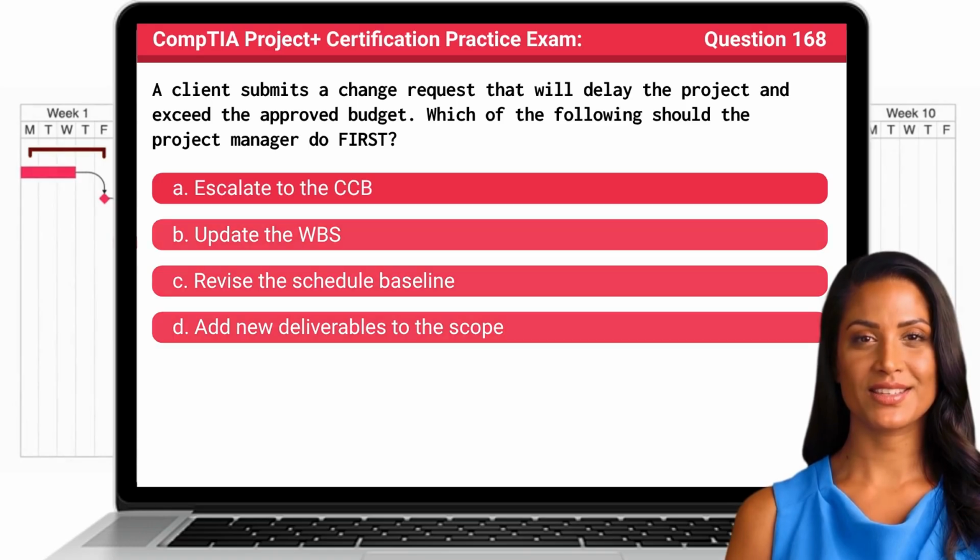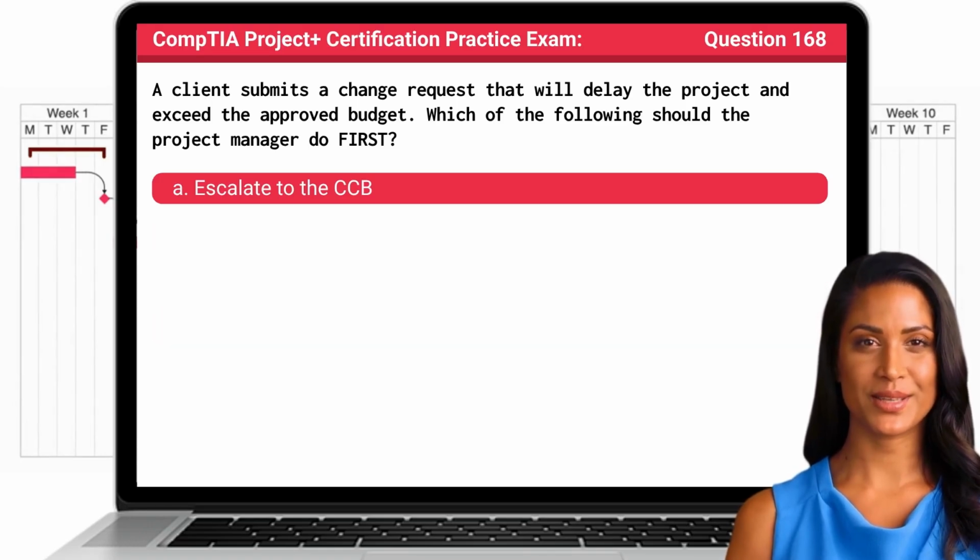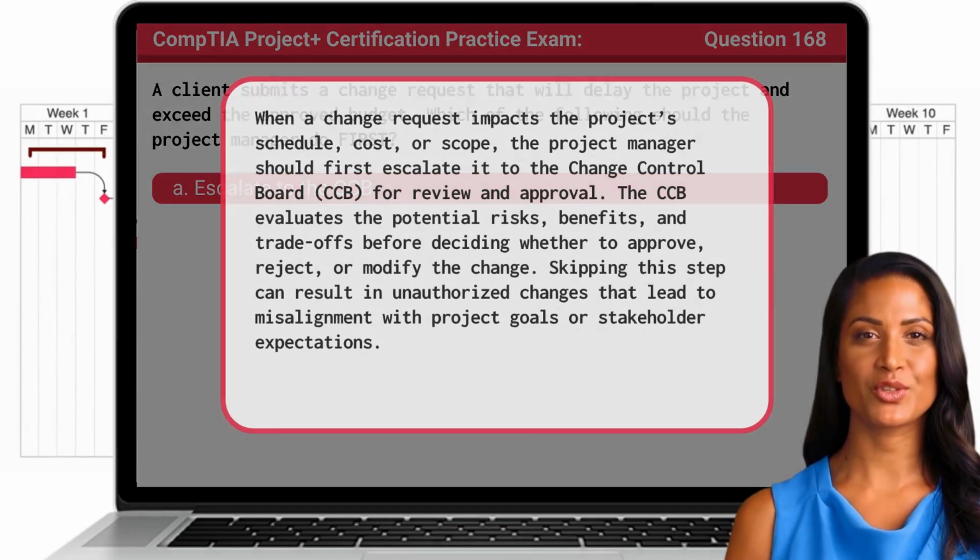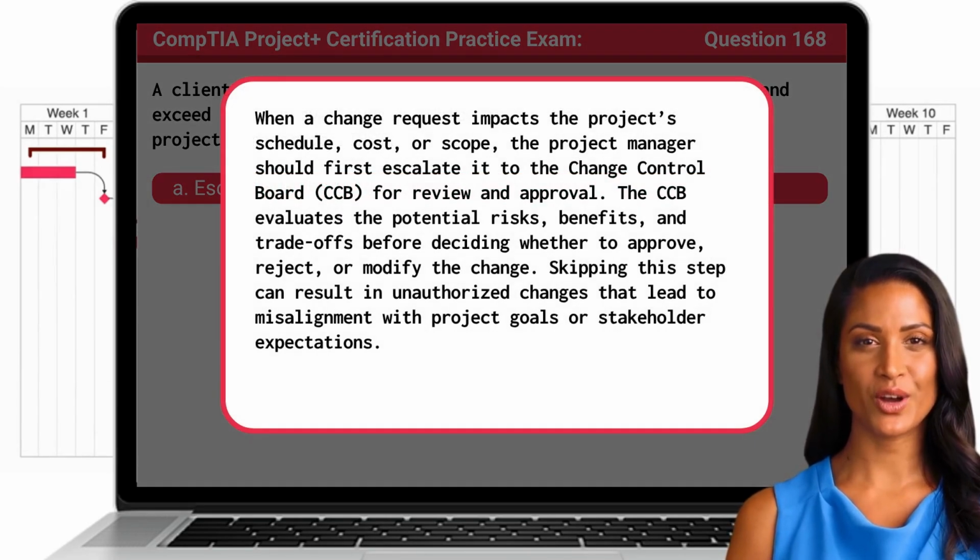The answer is A. Escalate to the CCB. When a change request impacts the project's schedule, cost, or scope, the project manager should first escalate it to the Change Control Board, or CCB, for review and approval. The CCB evaluates the potential risks, benefits, and trade-offs before deciding whether to approve, reject, or modify the change. Skipping this step can result in unauthorized changes that lead to misalignment with project goals or stakeholder expectations.